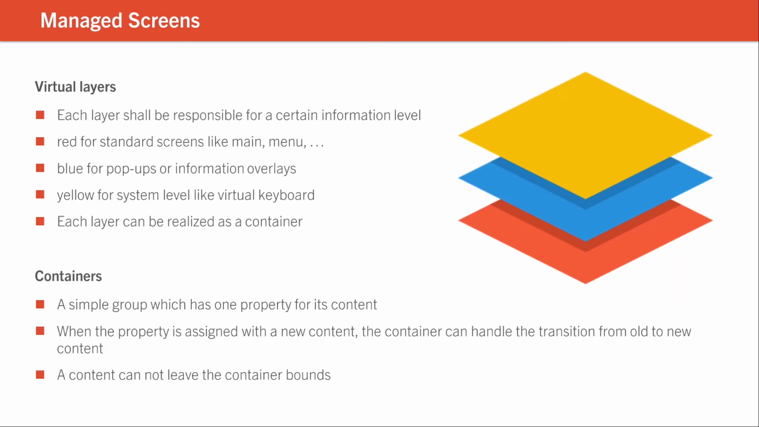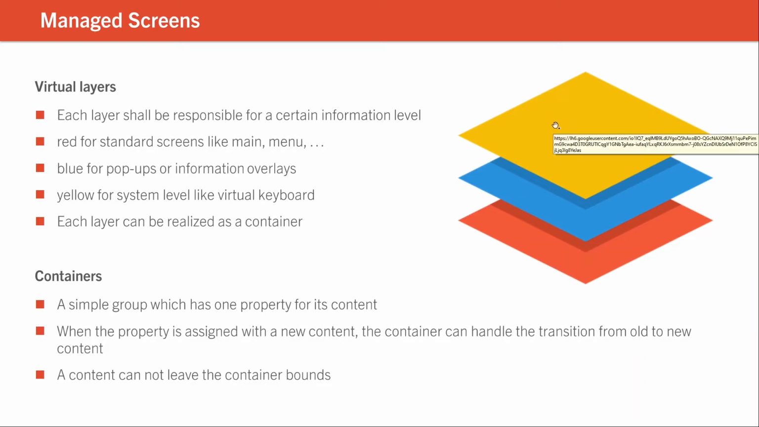With managed, I mean I want to show you a separation of logical parts of a GUI in virtual layers. And each of these layers shall be responsible for a certain information level. Like in this example, you think that you have one red layer, and that's responsible for your main, for your menu, for your settings, maybe also for the boot, whatever. And then you want to have something on top, which might be used for things like pop-ups or other information layers, which always can be on top of the default screens.